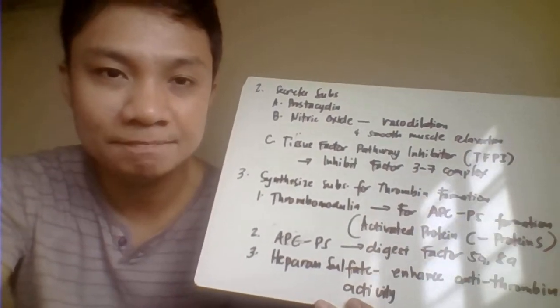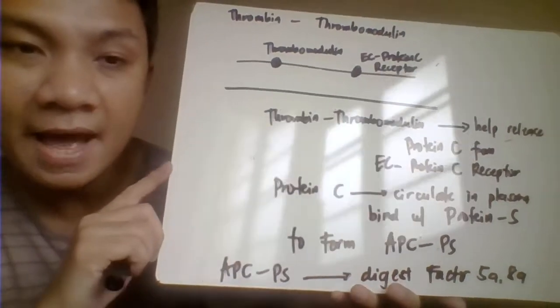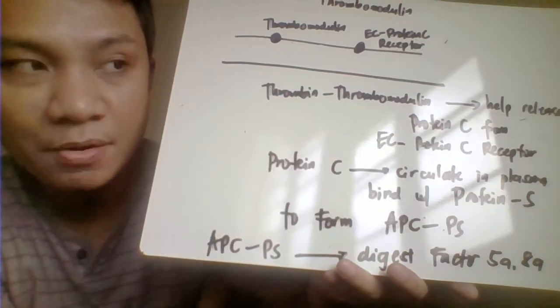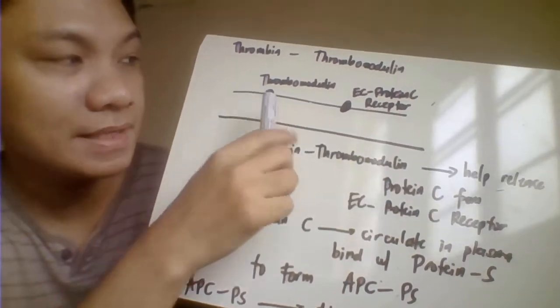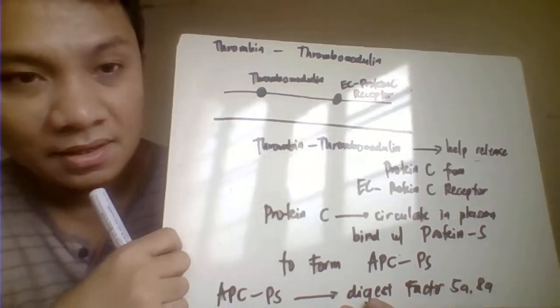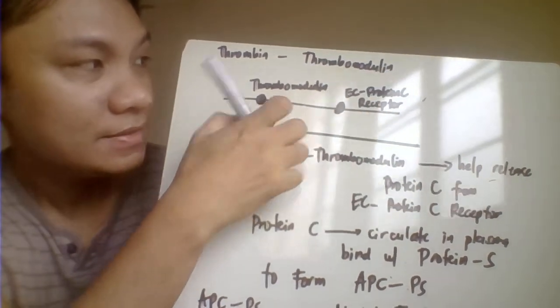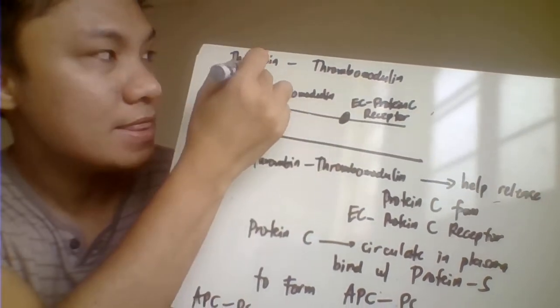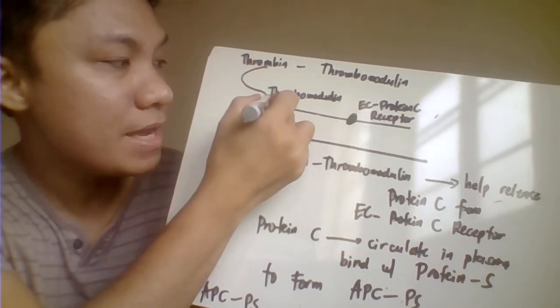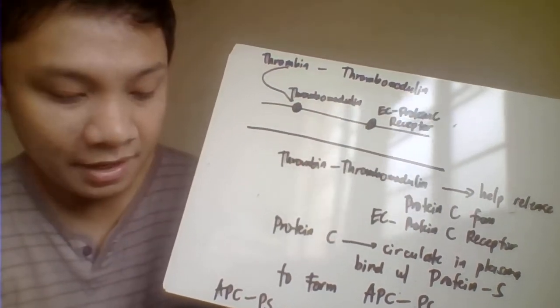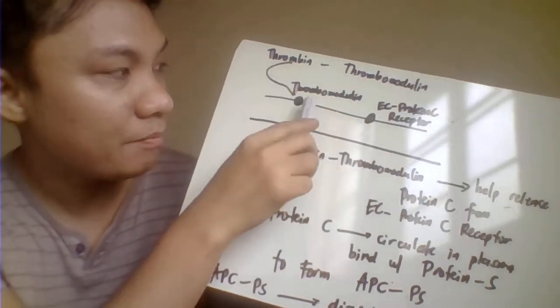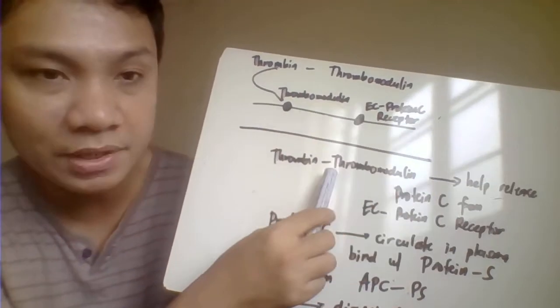Okay, wait lang. Okay, to explain the mechanism of your thrombomodulin. So basically, this is your blood vessel. Okay, your blood vessel contains here the thrombomodulin. So, pag meron kang thrombin, magbabind dito sa thrombomodulin. Okay, so pag nagbind ang thrombin, magpa-form ka ng thrombin-thrombomodulin complex.